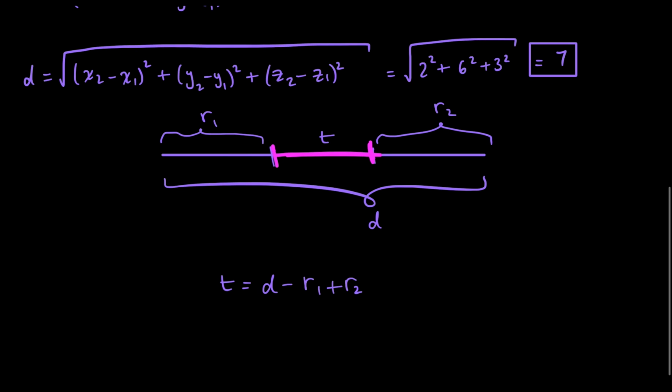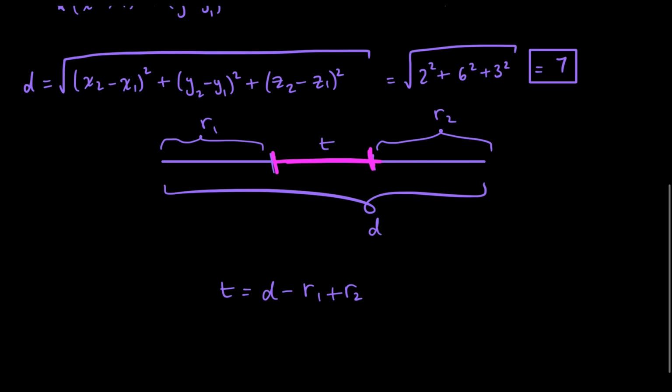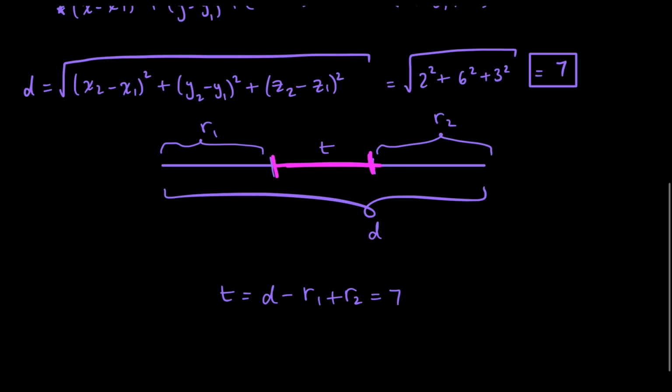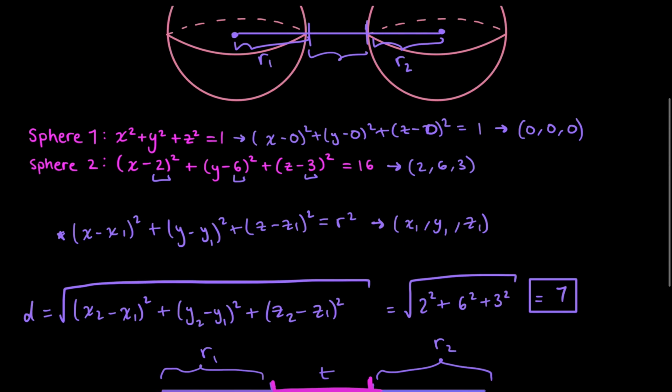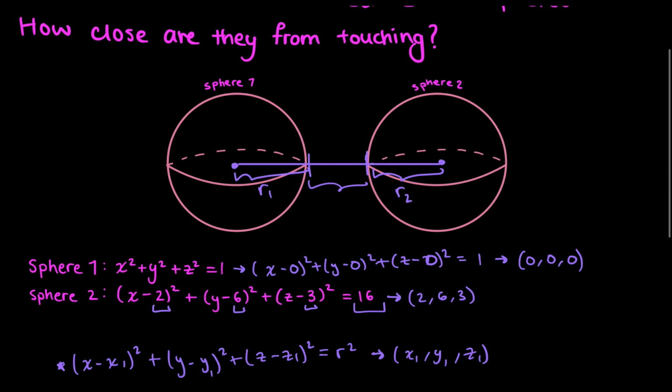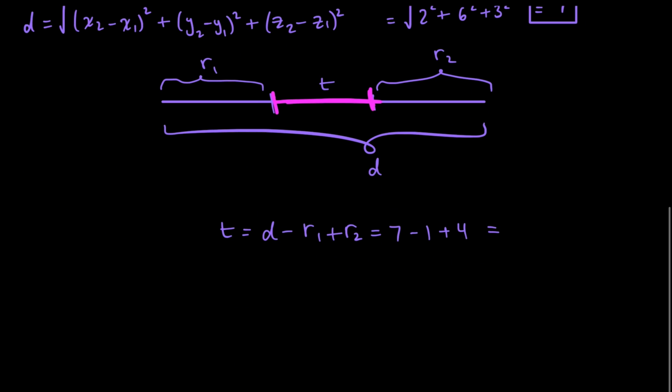And now I already have all of this information. d is the distance between the 2 centers, which I had just found, so that's 7. And then r1, which I can get from the equation of sphere 1, is the square root of 1, as I said, which is just 1. So r1 is 1. And then r2 is the square root of 16, which is 4. So then the distance between the two spheres from touching is just 7 minus (1 plus 4), or 7 minus 5, which is just 2. And that's it.